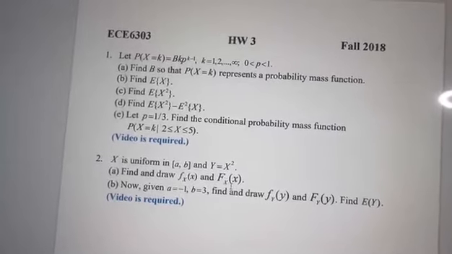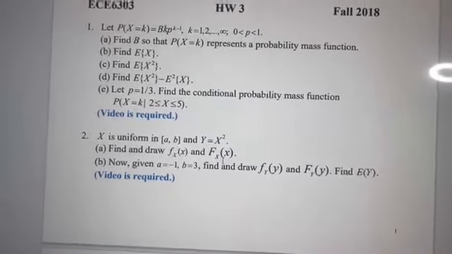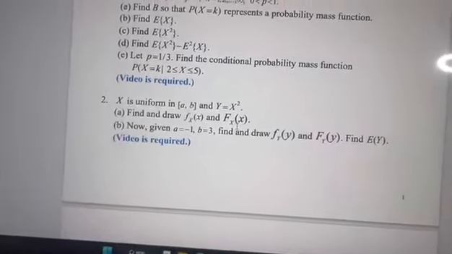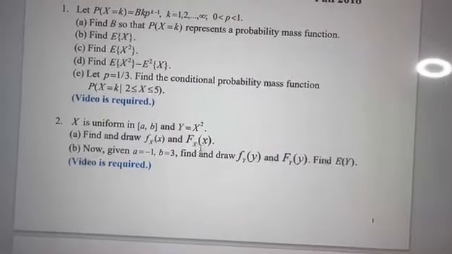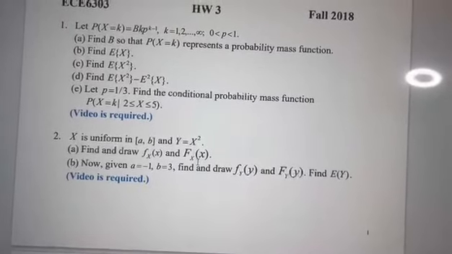So in this question, it said X is uniform in range from A to B and Y equals X squared. And in the first part A, it asks us to find and draw the density function of X and the CDF of X.